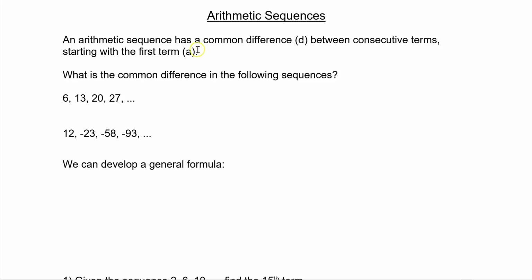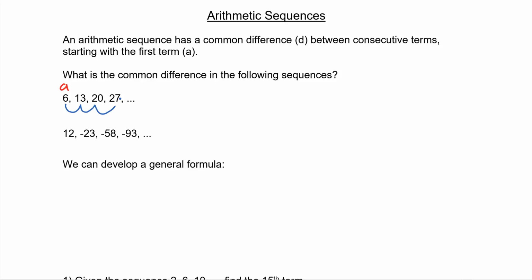Now, an arithmetic sequence has a common difference, which we use a variable d for, between consecutive terms, starting with the first term, which we use the variable a for. So for this first sequence, a would be the value of 6. Now there's some sort of common difference, some sort of pattern on how we go to the next number, to the next number, to the next number. And we use the variable d for that.